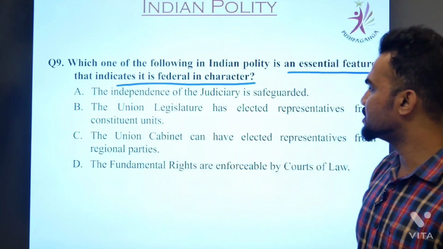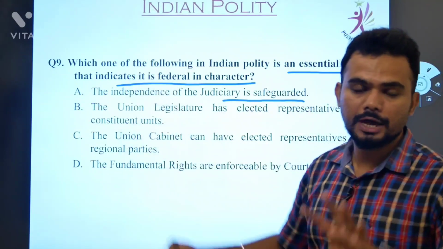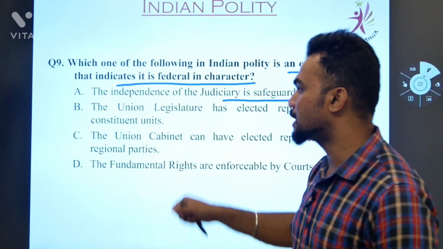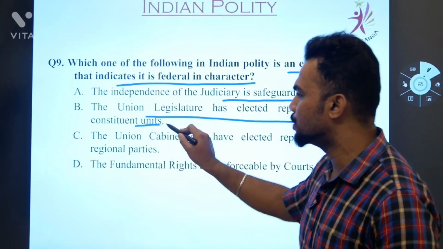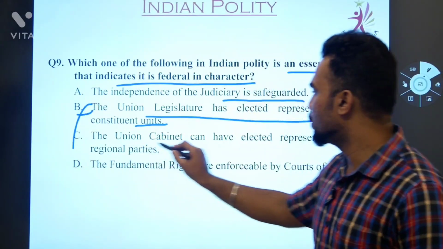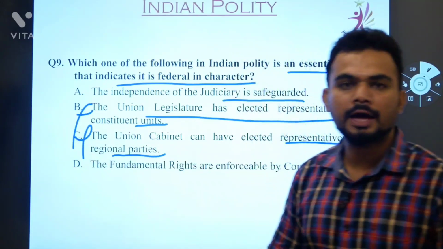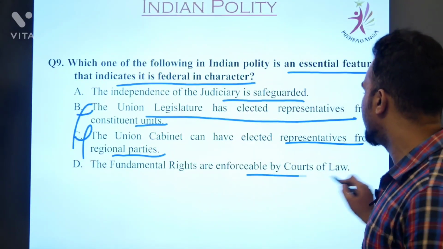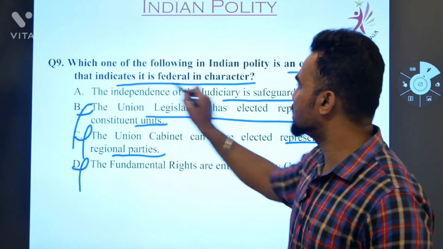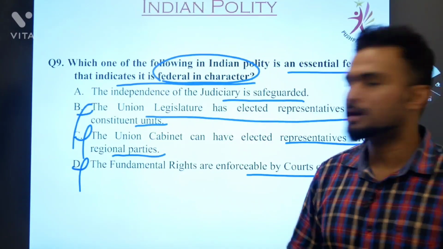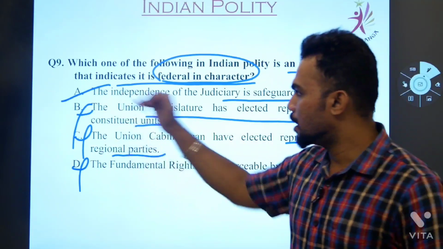So which of the options says this? The independence of judiciary is safeguarded. Independence of judiciary, we have three organs as I said, so this is the closest answer. Let us look at the other options. The union legislature as elective representative of constituent units, this cannot be the answer. The union cabinet can have elected representatives from regional parties, again this cannot be the answer. The fundamental rights are enforceable by court of law. Yes, they are, but again, this does not make it federal in character. So the answer will be A, the independence of judiciary is safeguarded. This is the right answer for the 9th question.